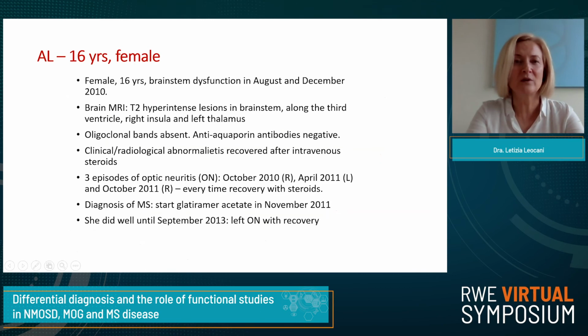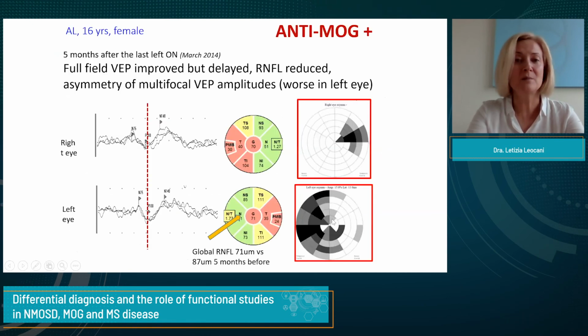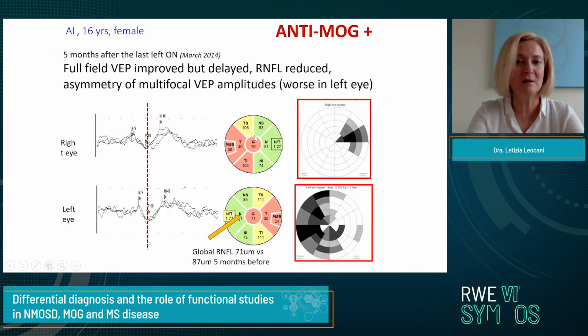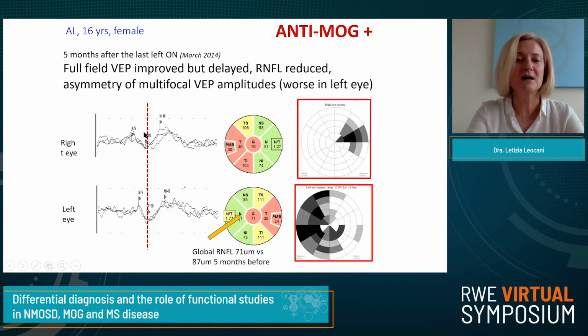And this is a case of a girl with MOG IgG antibodies who had repeated episodes of optic neuritis. She was initially treated as MS, and of course she kept relapsing with optic neuritis in both eyes, and she always had a good recovery in the visual function. But it is important to check the OCT because despite a good visual recovery, there was still a minor VEP delay.